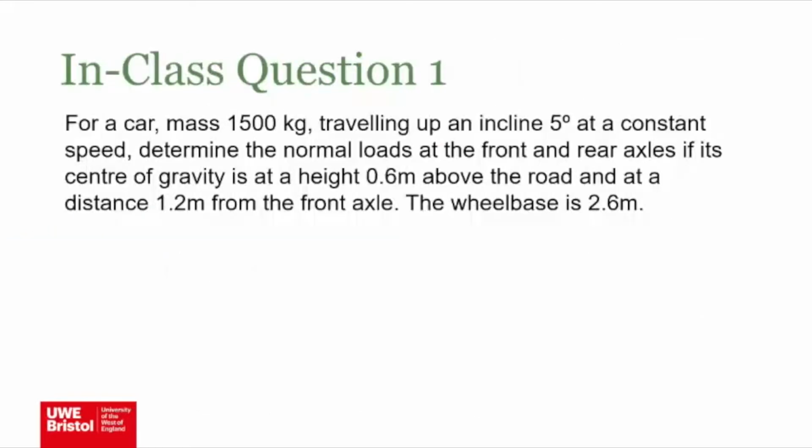So, let's go through an in-class question. We've got a car of mass 1,500 kilograms travelling up an incline of 5 degrees at a constant speed, so it's not accelerating. Determine the normal loads on the front and rear axles if its centre of gravity is at a height of 0.6 metres above the road and a distance of 1.2 metres from the front axle. The wheelbase is 2.6 metres.